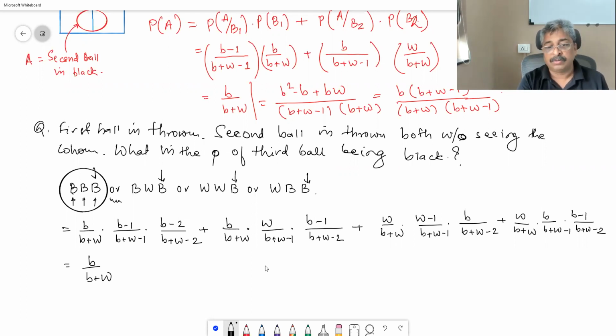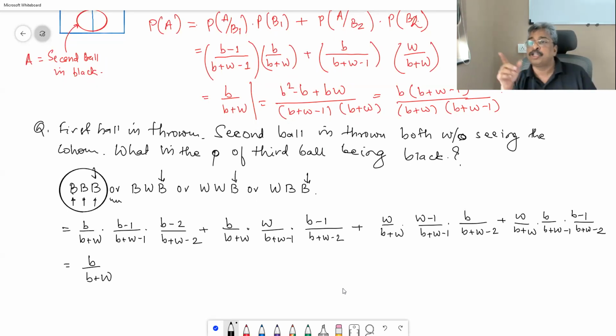So whatever complicated expression we get, by simplifying, the numerator will get factorized, and two of the bad factors in the denominator will get cancelled, and B upon B plus W will remain, and in the numerator you will have only B remaining there. So this is an interesting example because you are not watching the balls being thrown.